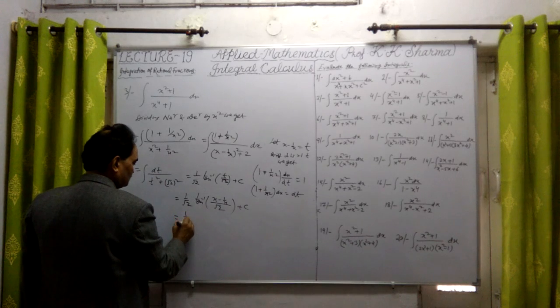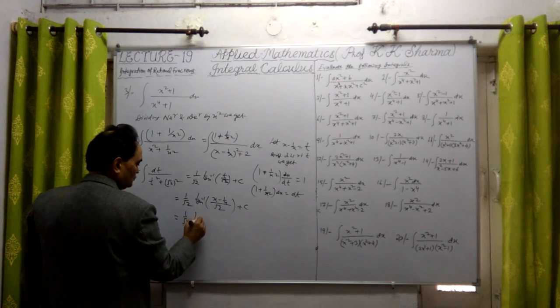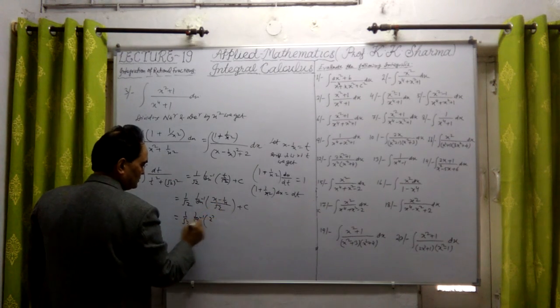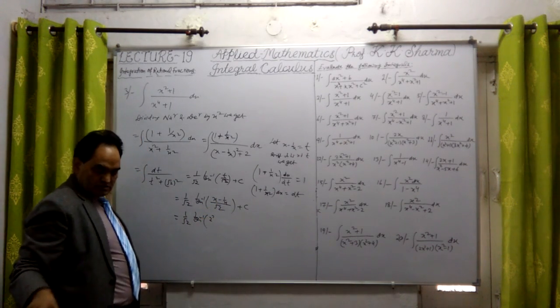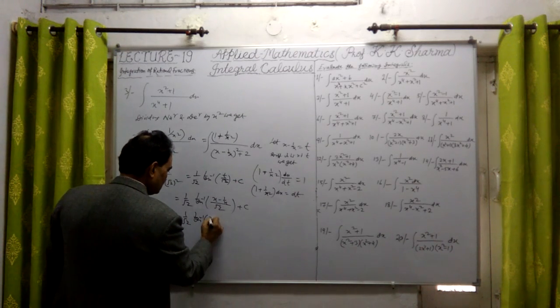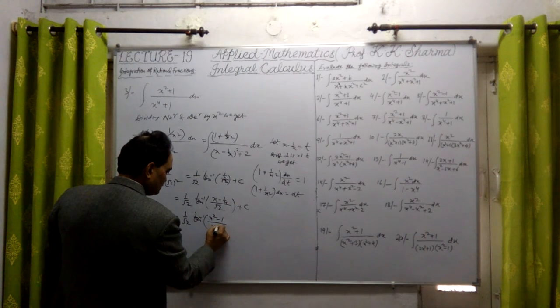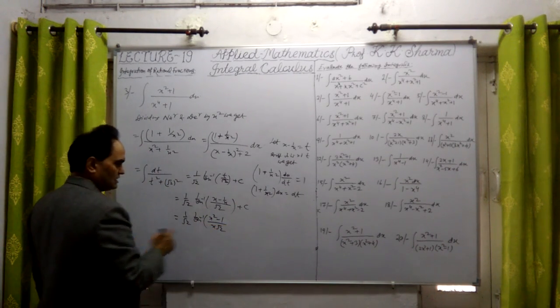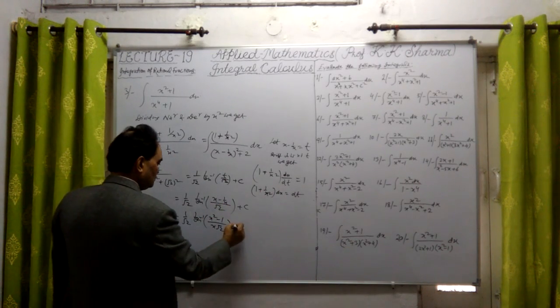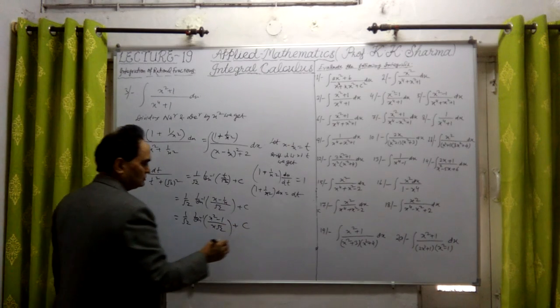Further can be resolved: 1 upon root 2 into tan inverse of x square minus 1 upon x under root 2. x can be taken in the denominator, so x under root 2, plus constant of integration. This is the answer here.